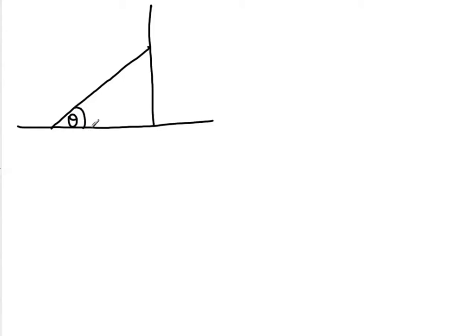All right, here's the floor, here's the wall, and here's our ladder leaning up against the wall. And they say that there's an angle here. I'm going to call it theta. And they're asking what is the minimum angle where it doesn't just slide out. So we know that we need enough static friction right here to keep it from sliding out.